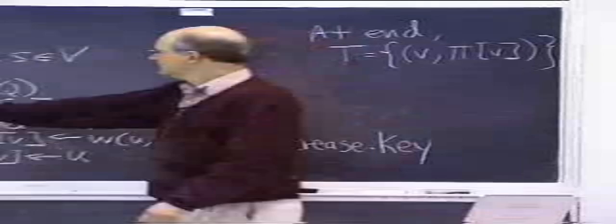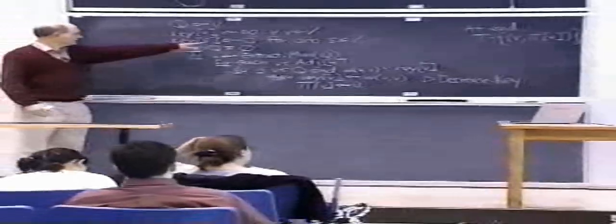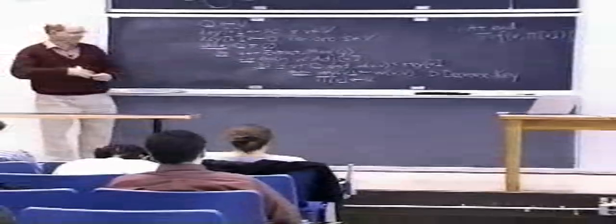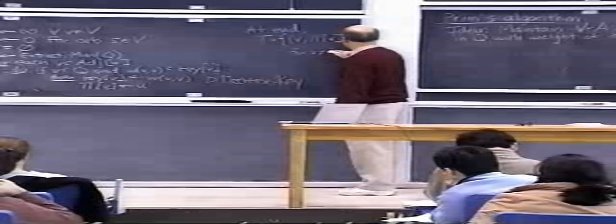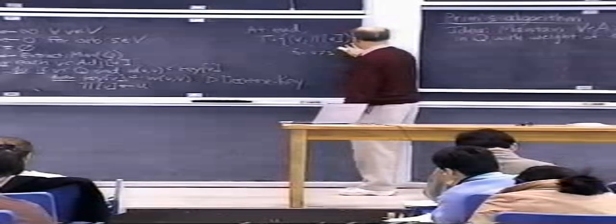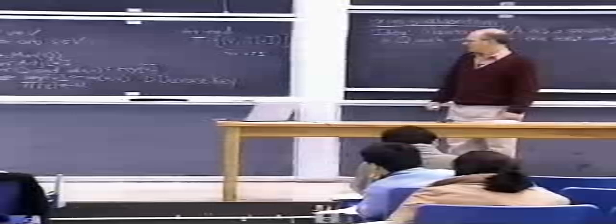Okay, all those edges form the minimum spanning tree. With the exception, which I didn't put here, of S, for which nil will be the pi of v. So there are actually only v minus 1 edges here. Okay, so this could be v, for v not equal to S. Okay, so let's see how that works.